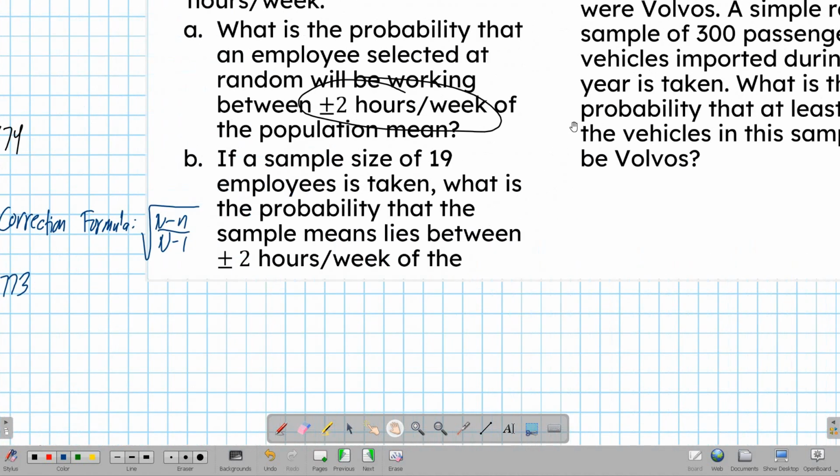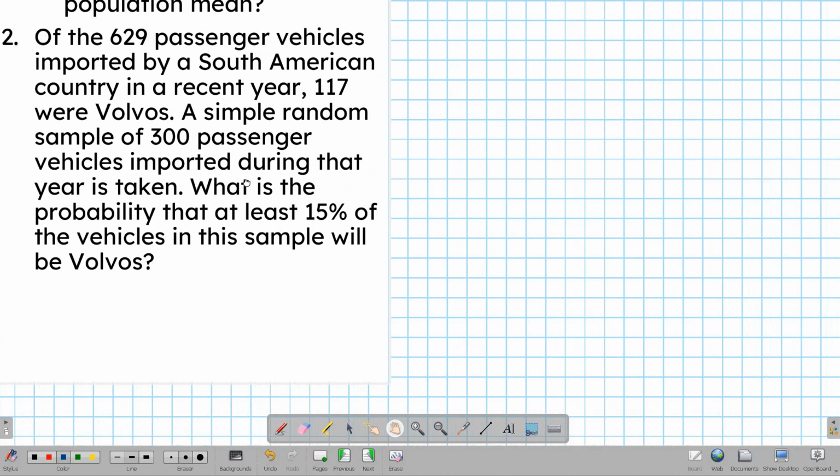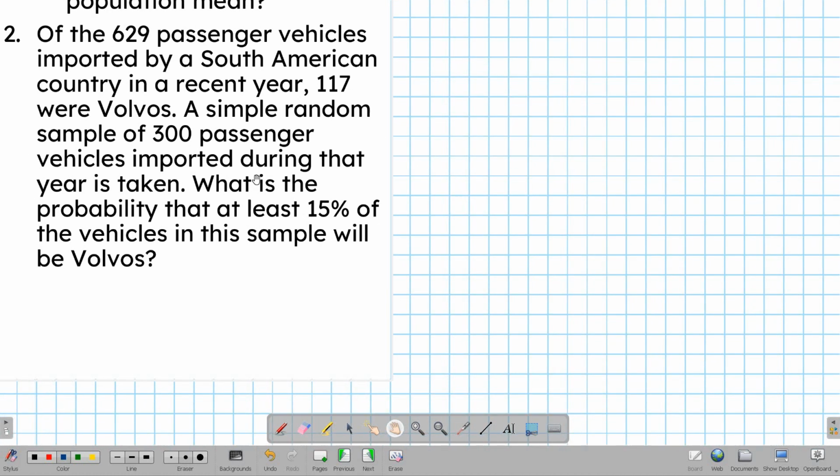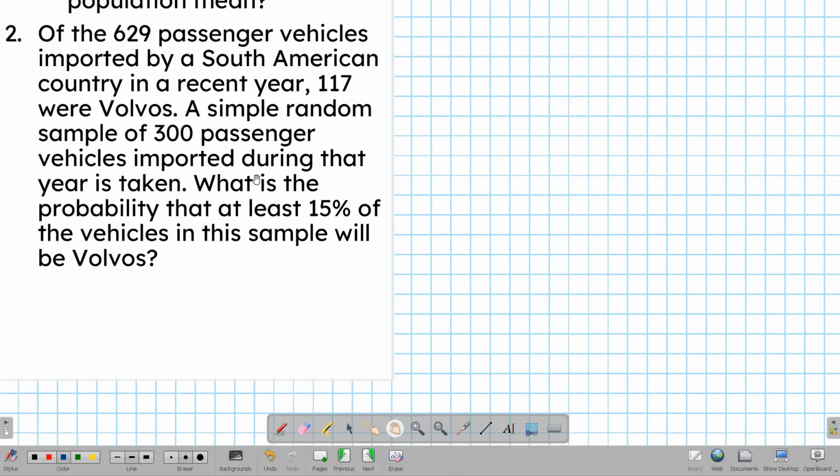Now let's move to number 2. Of the 692 passenger vehicles imported by a South American country in a recent year, 117 were Volvos. A simple random sample of 300 passenger vehicles imported during that year is taken. What is the probability that at least 15% of the vehicles in this sample would be Volvos? We are given a population of 692 vehicles.